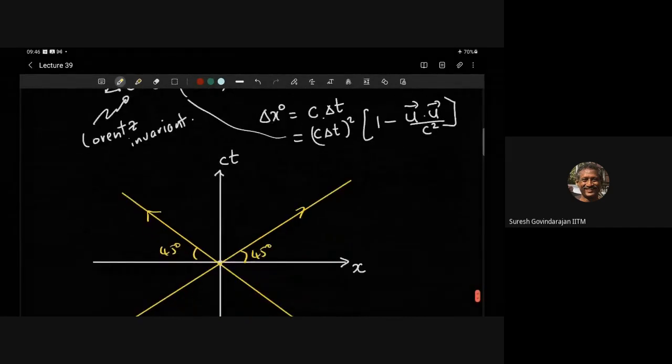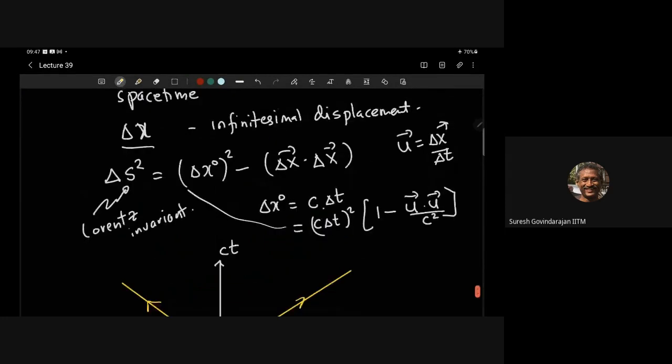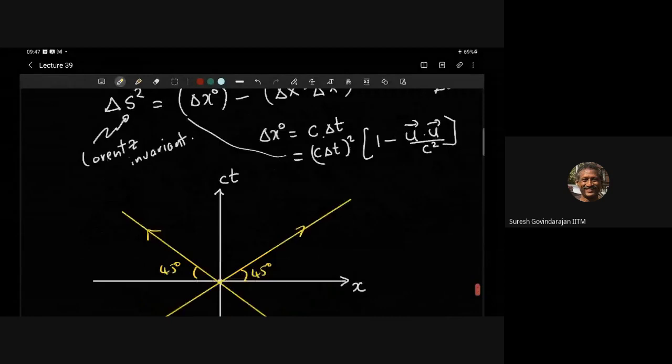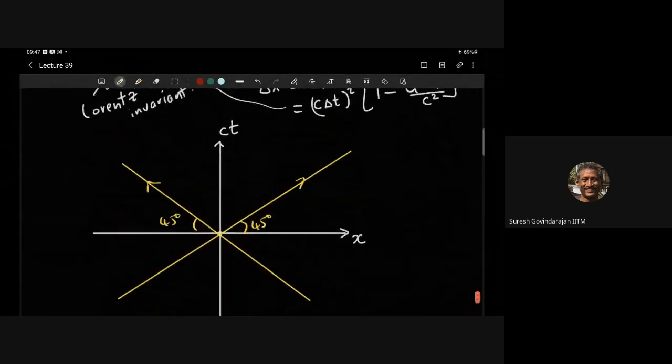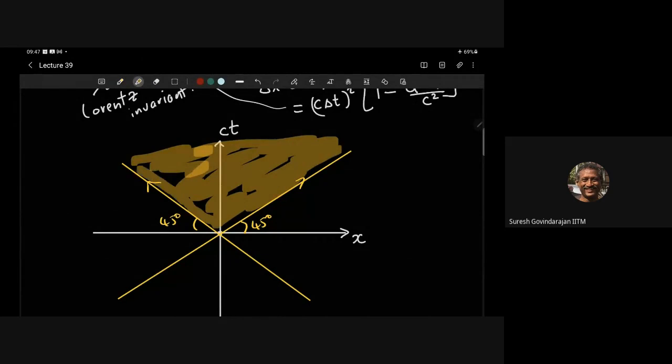We can ask what is it for a particle. Suppose a particle is just staying at some point. It will remain at this point, so delta x will be 0. So for a real particle, we will see that delta S square is always greater than 0. Okay, so let me mark some regions. These are regions. This is one region.